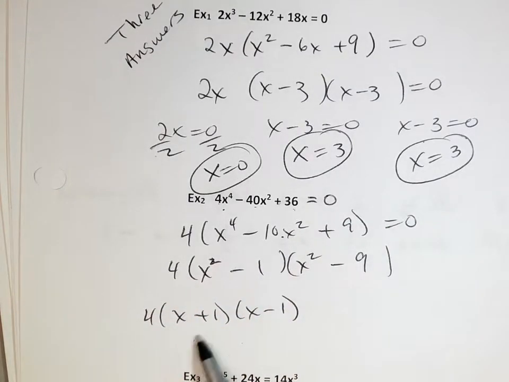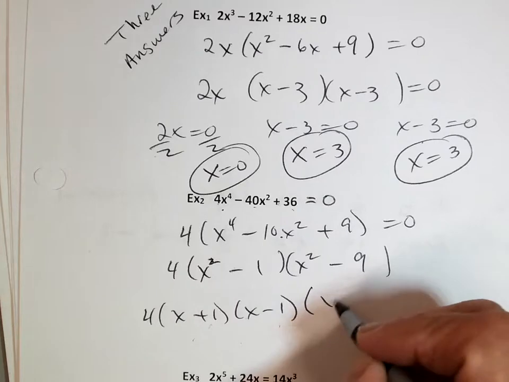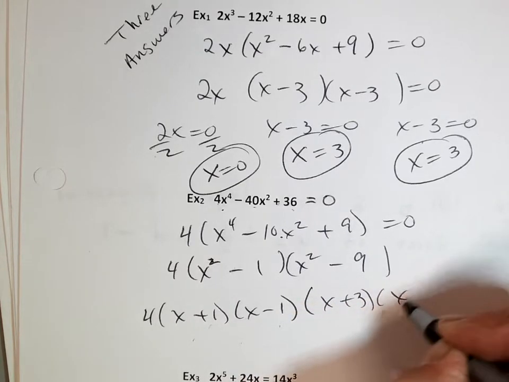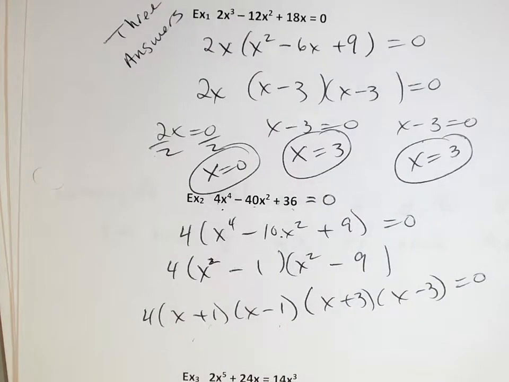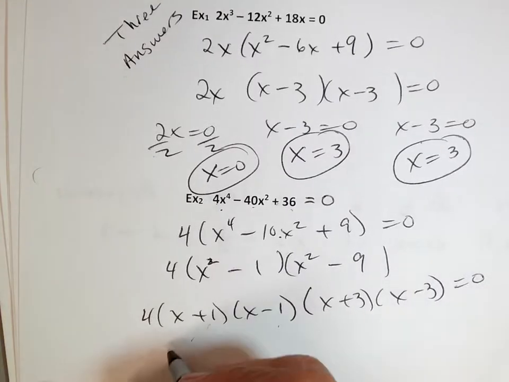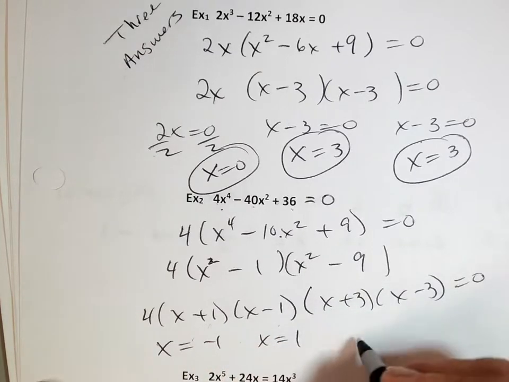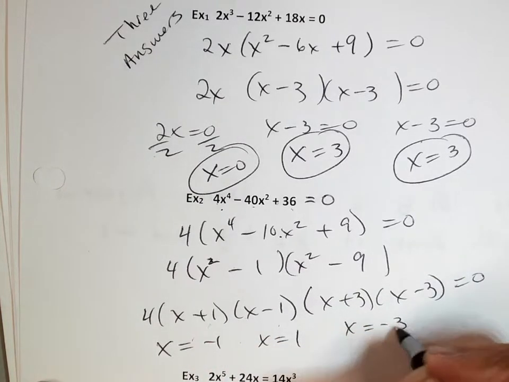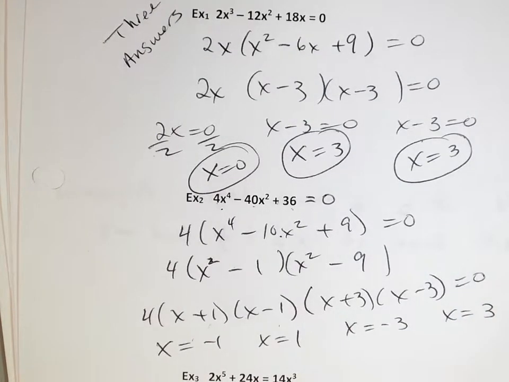Because 1 times -1 makes -1, and x times x. And then we'll do the same thing on the x squared minus 9. We'll make it an x plus 3 and an x minus 3 equals 0. Okay, now we've got 4 mini equations, right? And I'm going to skip some steps because this is algebra 2, it's not algebra 1. So we know that x equals -1, x equals +1, x equals -3, and x equals positive 3. So if you set them equal to 0 and solve it, everybody okay with that?